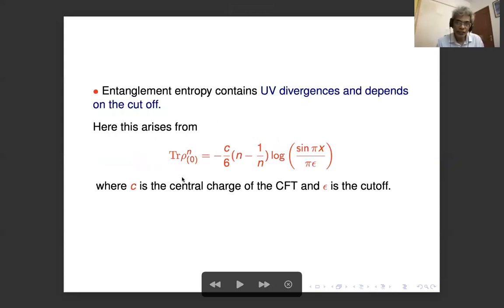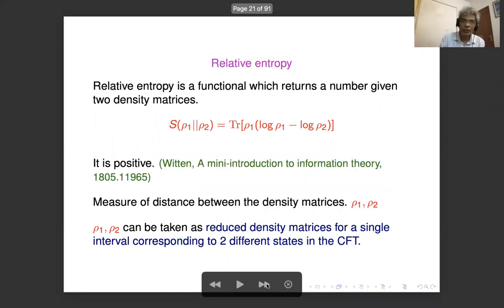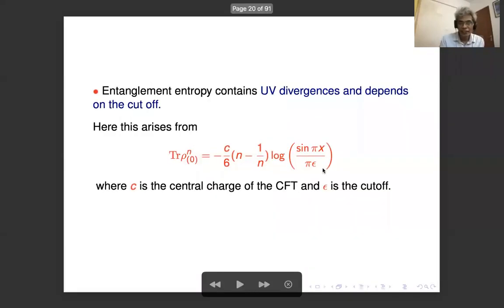Now if you evaluate trace rho A to the n without anything, I haven't gone through it, but I think people know it, you get this particular formula, log of sine pi x by pi epsilon. This is the famous formula, but of course we are removing this part and finding what the contribution of the excitations is. So that is the entanglement entropy. But then there's another concept called relative entropy.